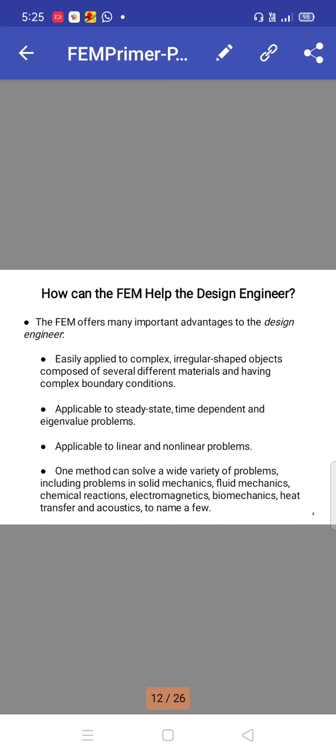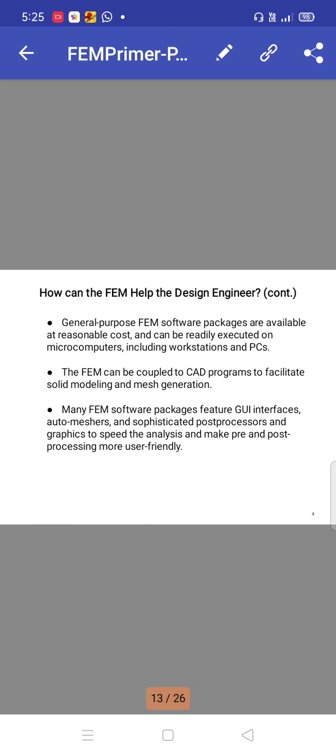General purpose FEM software packages are available at reasonable cost, and can be readily executed on microcomputers including workstations and PCs. The FEM can be coupled to CAD programs to facilitate solid modeling and mesh generation. Many FEM software packages feature GUI interfaces, auto meshers, and sophisticated post-processors and graphics to speed the analysis and make pre- and post-processing more user-friendly.